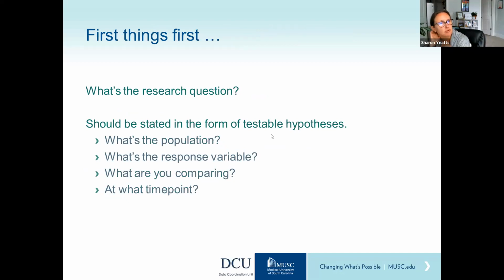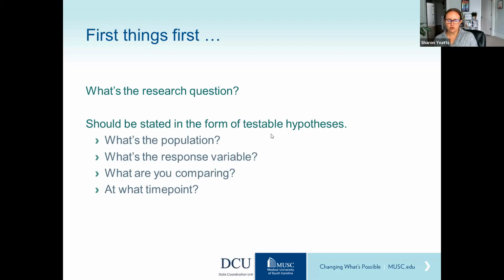So first things first, before you can have this conversation about the sample size that's required for a given clinical trial, you need to know very clearly what's the research question. And the statistical collaborator that you're working with is going to ask for a very specific statement of that question in the form of testable hypotheses. The reason for that is that all of these pieces tell the statistical collaborator what analysis you're going to be looking for at the end and what sort of design considerations might go into the trial.